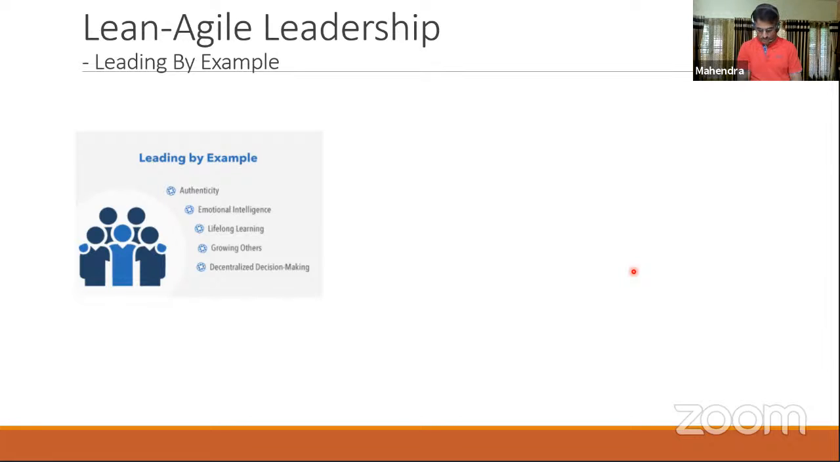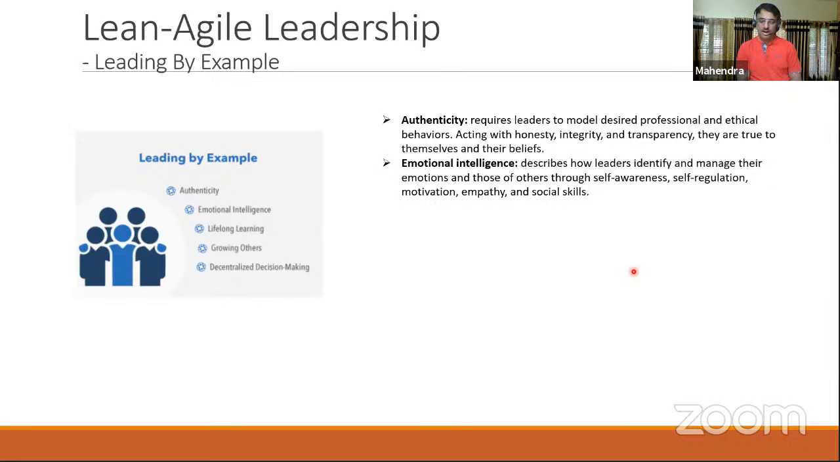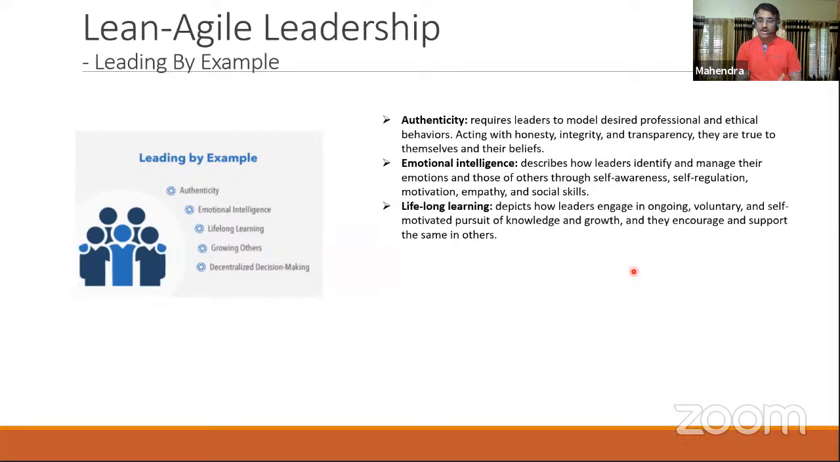So leaders lead by example. Authenticity, so they need to be really transparent, honest, with integrity. These are foundational. You can't have leaders who don't exhibit these attributes and expect them to lead a lean and agile transformation. They need to have high emotional intelligence, and they need to be lifelong learners themselves. They need to be on a path of self-improvement and self-motivated in the pursuit of knowledge and growth.